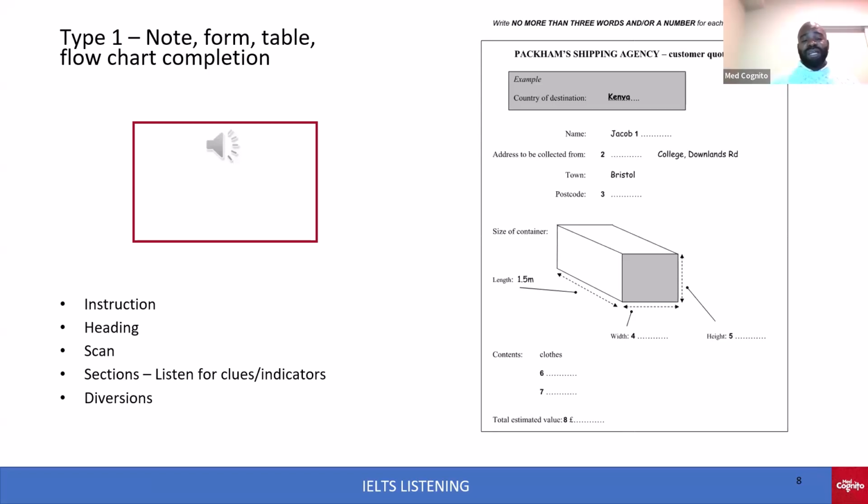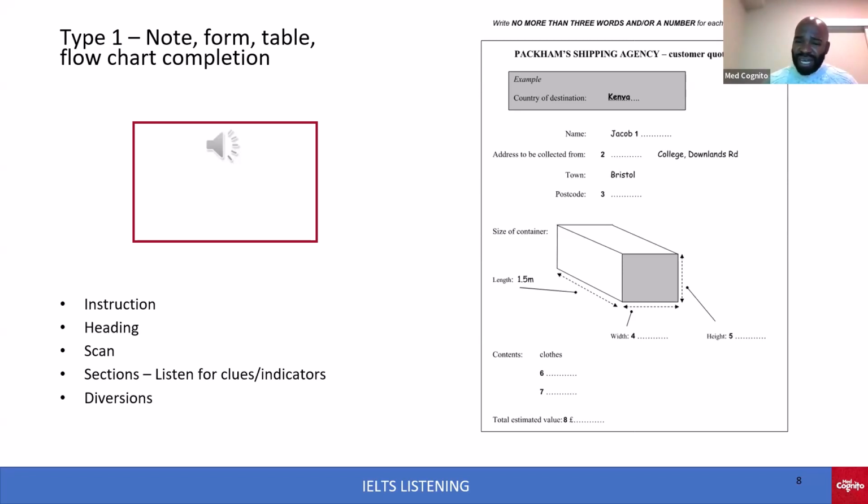The next point is that you scan quickly through the questions that you have. Remember, you have a 10-second session before the audio starts playing in which you can scan through the questions. In this case, we already know that we are dealing with a shipping agency and it has to do with the quotation form. We quickly scan through it. We can see a name, Jacob, and then there's a dash there. So we begin to think, okay, that'll probably be the surname of somebody, so we should be looking for that.